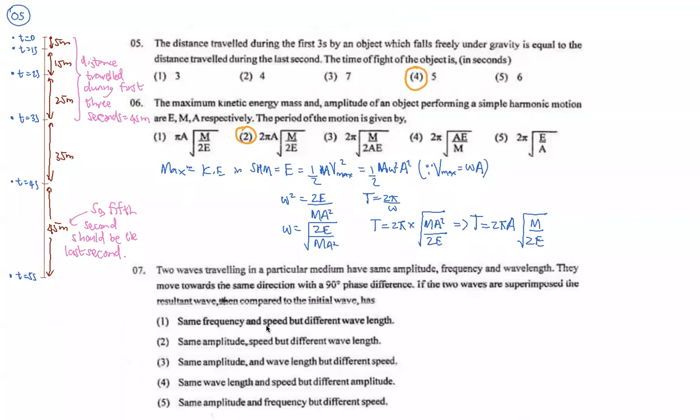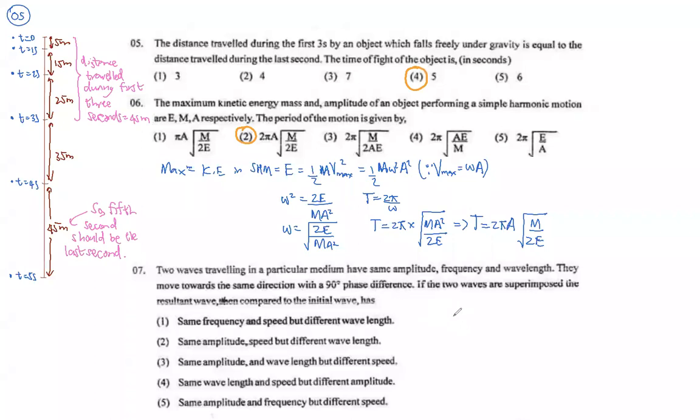The seventh one. Two waves traveling in a particular medium have the same amplitude, frequency and wavelength. They move in the same direction with a 90 degrees phase difference. If the two waves are superimposed, the resultant wave compared to the initial wave has what? I mean, they are moving like this. They have the same frequency, and they are moving at a 90 degrees phase difference.